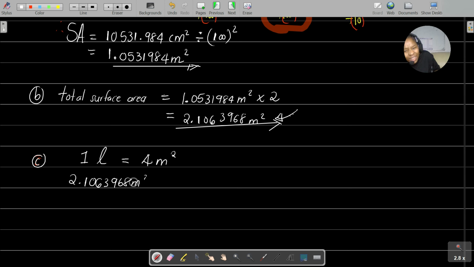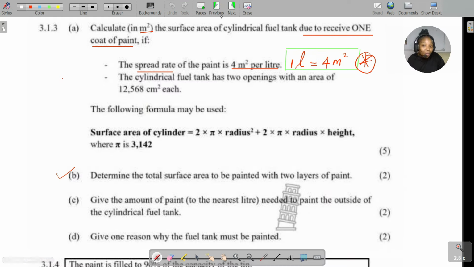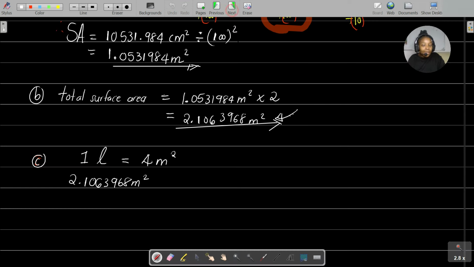2.10636968 meters squared. That is the total surface area that we want to paint. So now all that we're trying to do is determine how many liters of paint we will need. Let's start there. Remember, if the question is asking what it is that we want, ask yourself what we want in this case. In this case we want to determine how many liters of paint we need.